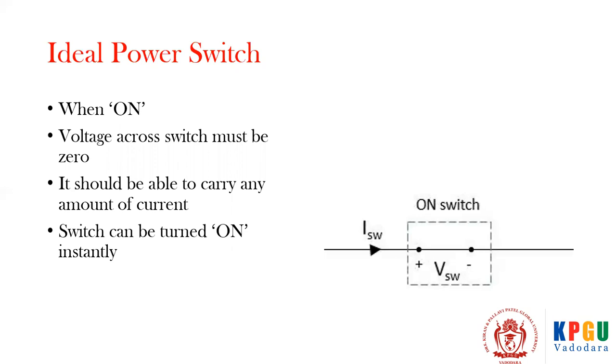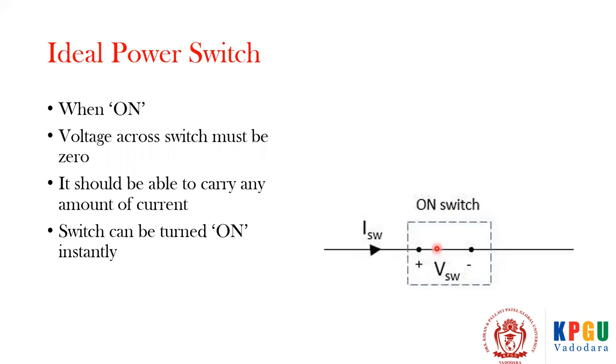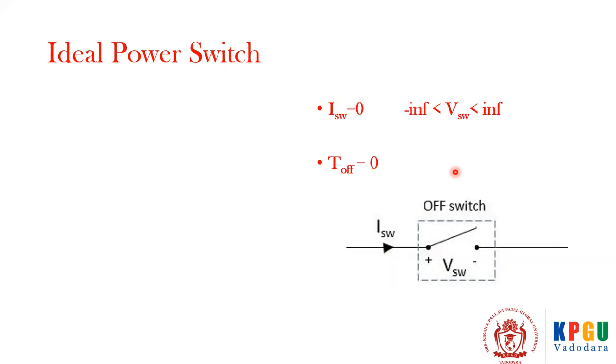This is the graphical representation of an ideal switch. You can see V SW is the voltage across the switch, and this voltage should be zero. This current should be very large, and the turn on time should be zero. The moment I turn it on, it should immediately get turned on. It should not take some time to change state from off to on. So that's the requirement when you are turning on.